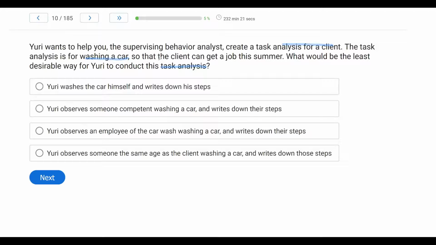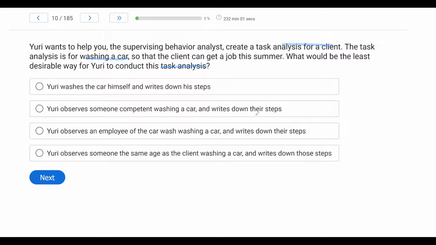What would you tell Yuri? A. Yuri washes the car himself and writes down his steps. Well, this seems okay. Assuming Yuri can wash a car, it's totally fine for you to observe your own steps in your task analysis and then modify from there.